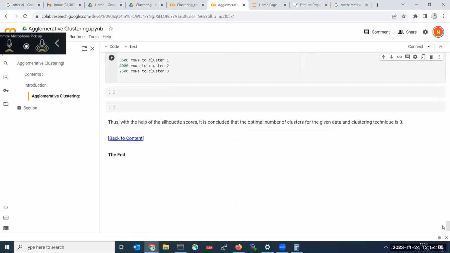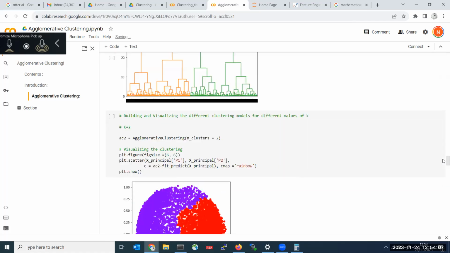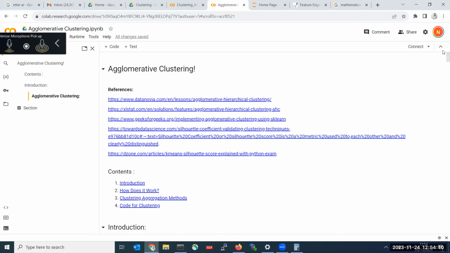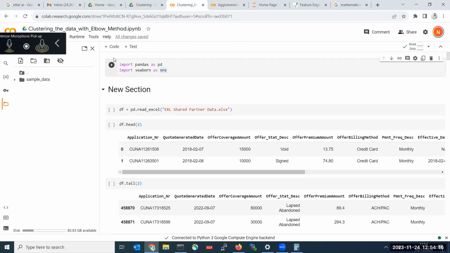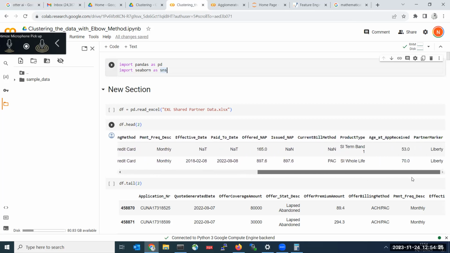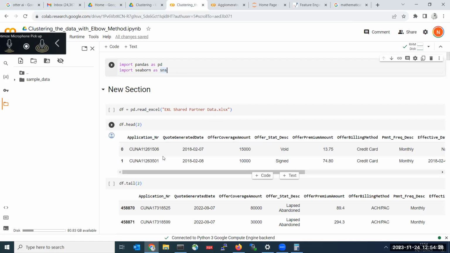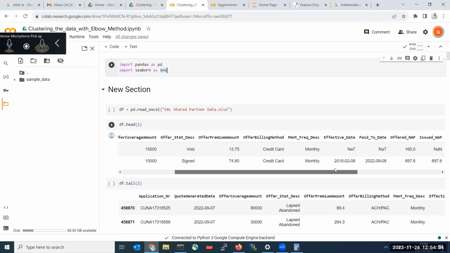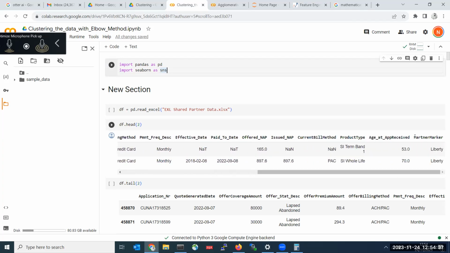Okay, so this is the Jupyter notebook which we have discussed about agglomerative clustering. And next, I am giving you this entire code. This is one entire project code, based out of an insurance company. We have implemented this in the real-time domain, and this is a real-time project. Here, based on this insurance information, such as code generation date, offer billing method, payment frequency, product type, age of application received, and all this, by taking this data into consideration, I need to divide my data into multiple groups.